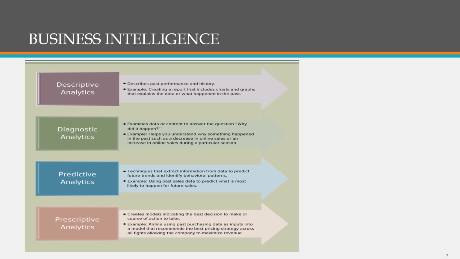Once we understand the data and how to absorb it and get the right information, then we can use that data for business intelligence, which is a set of analytics that we use to drive insights for effective business decision making. The first type is called descriptive analytics. Descriptive analytics are usually based on past performance and history. It's a point in time. An example is creating a report that includes charts and graphs that explain what has happened in the past. It gives us a good, up-to-the-moment view of what is taking place.